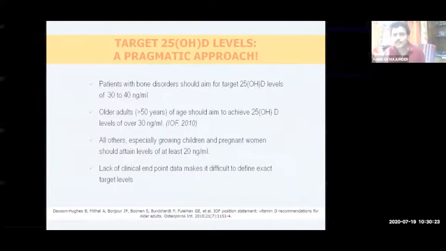Now, the target 25-hydroxy D level is basically a matter of debate. Even today we don't know, because the guidelines change. But in the majority of situations, we try to keep it at the level of 30. But if the patient has got some bone disorder, we'll try to keep it between 30 to 40. Now, in growing children and pregnant women, it may be a little bit less. But we do not have much clinical data or evidence to fix what the ideal target should be as far as different situations are concerned.